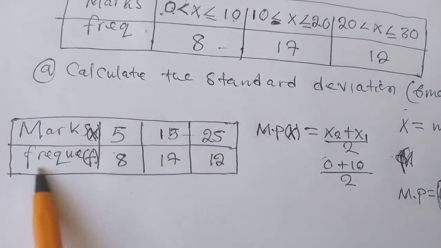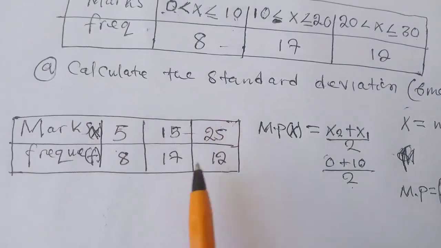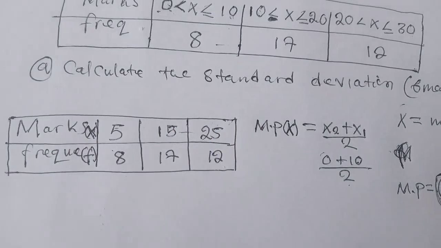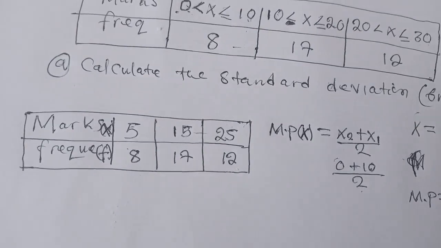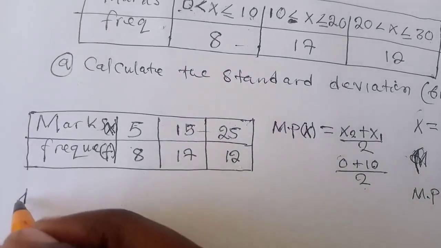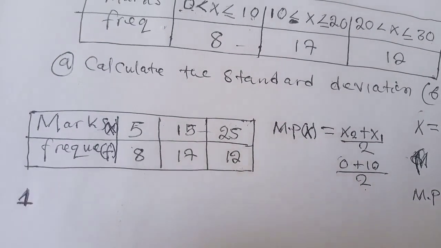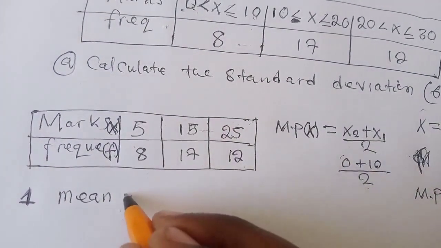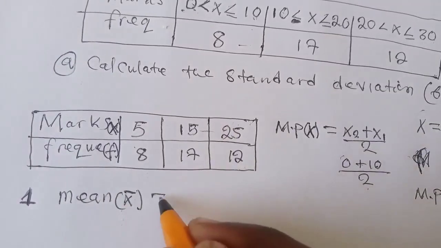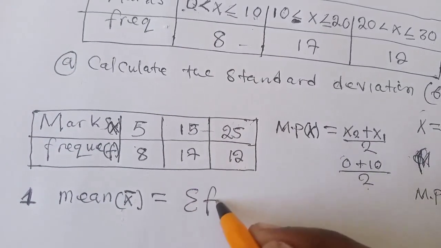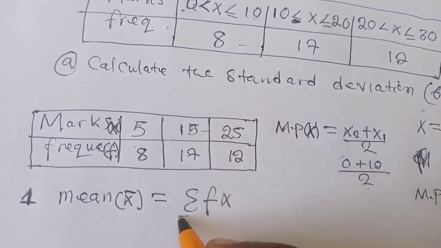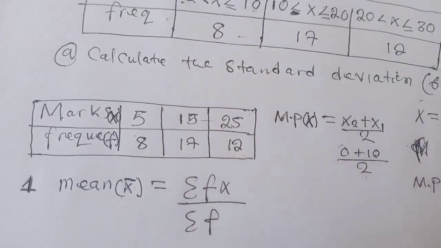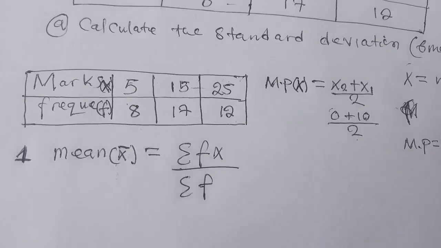Okay, so when you make a table for ungrouped data, you know how to solve ungrouped data. This is what we actually did in the previous videos. I said that the first step is to find the mean, which is denoted by x bar. Its formula is the summation of f of x over the summation of f. This is the formula that I used to find the mean.